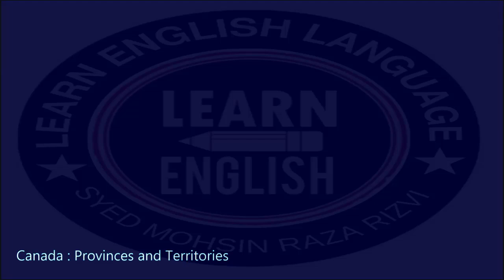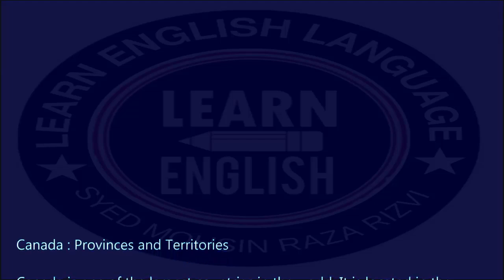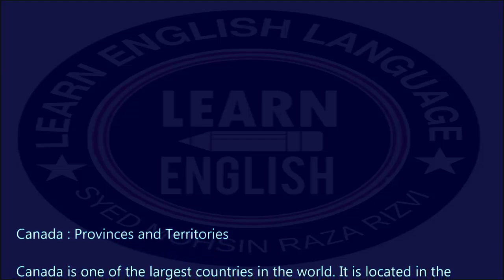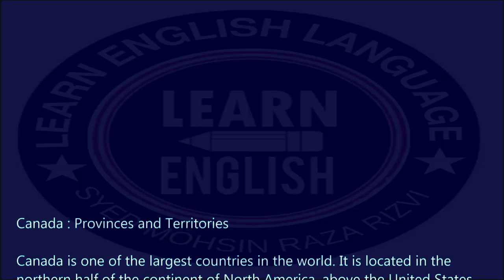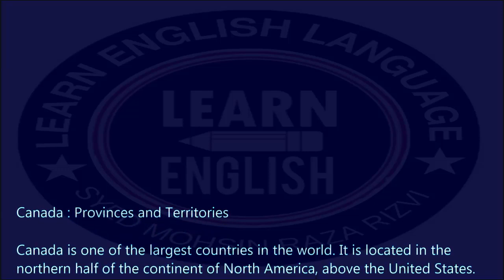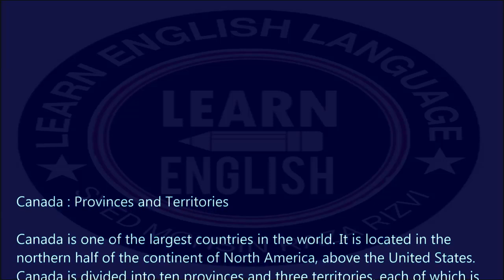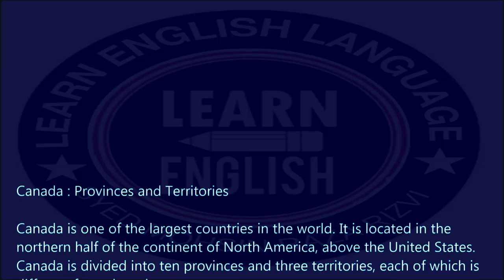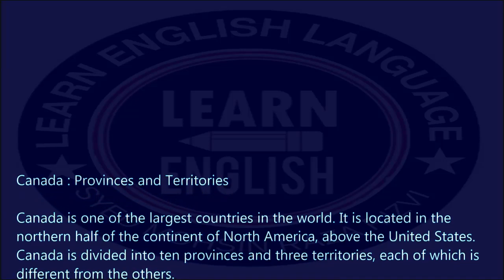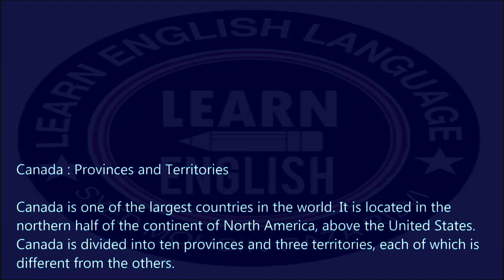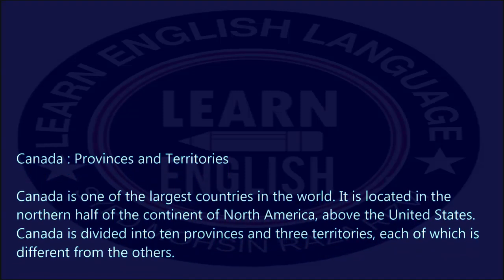Canada, provinces and territories. Canada is one of the largest countries in the world. It is located in the northern half of the continent of North America, above the United States. Canada is divided into 10 provinces and 3 territories, each of which is different from the others.